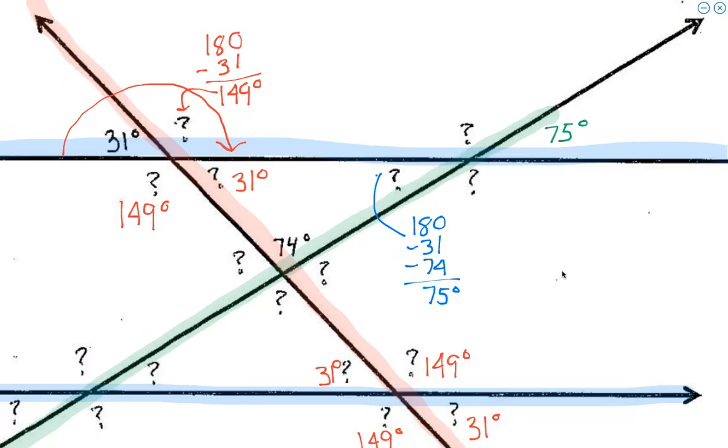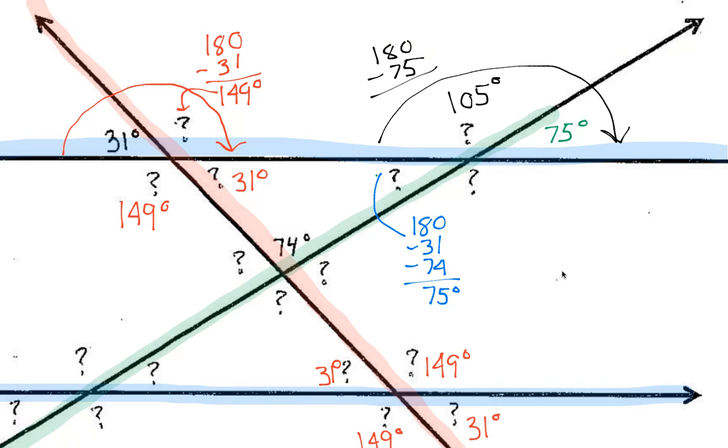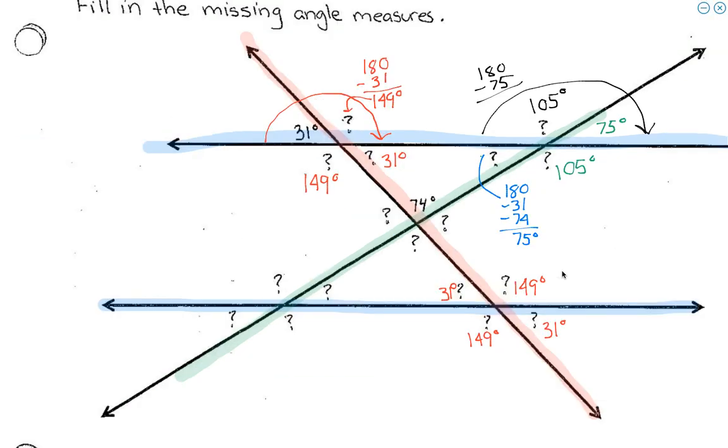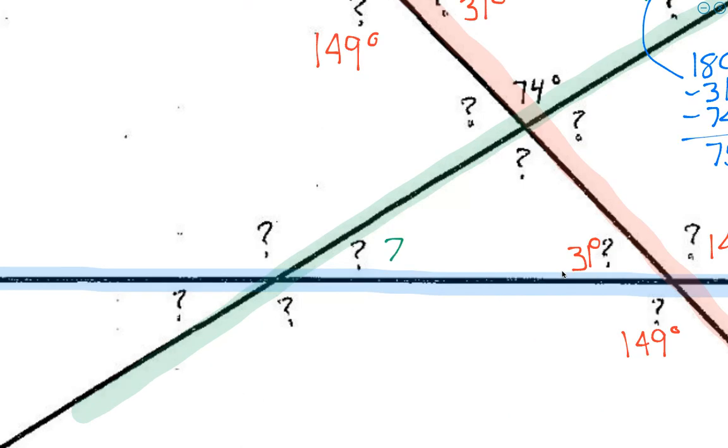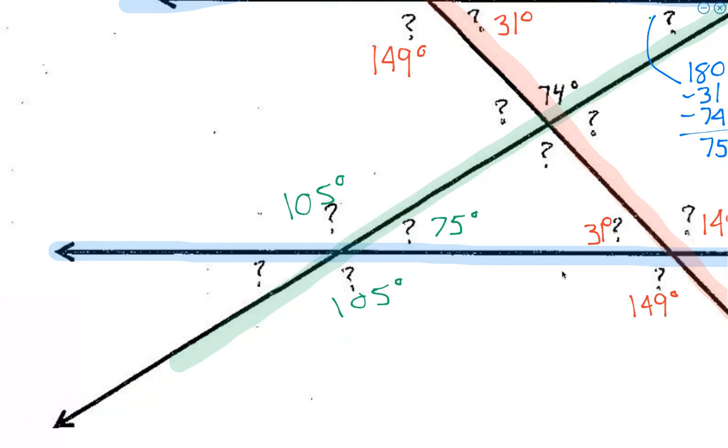If that's 75, that means that these have to add up to 180. So 180 minus 75 is going to give us 105, which means this is 105. And now I could take those 4 angles and bring them down here. 75, 105, 105, and 75.